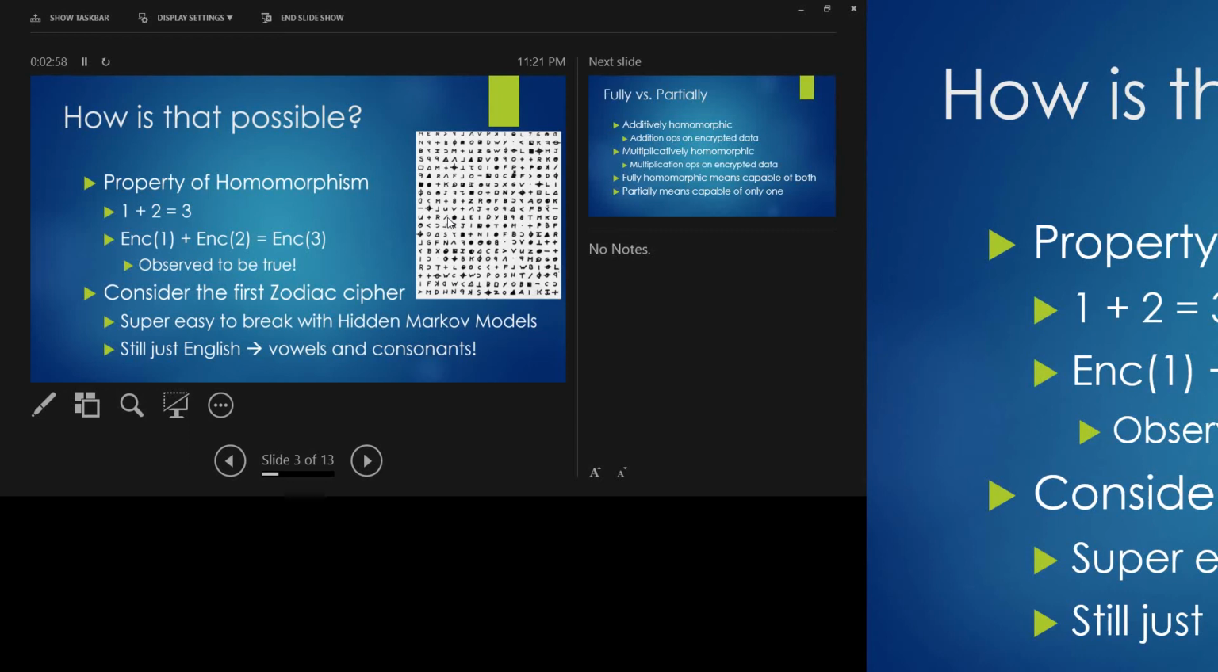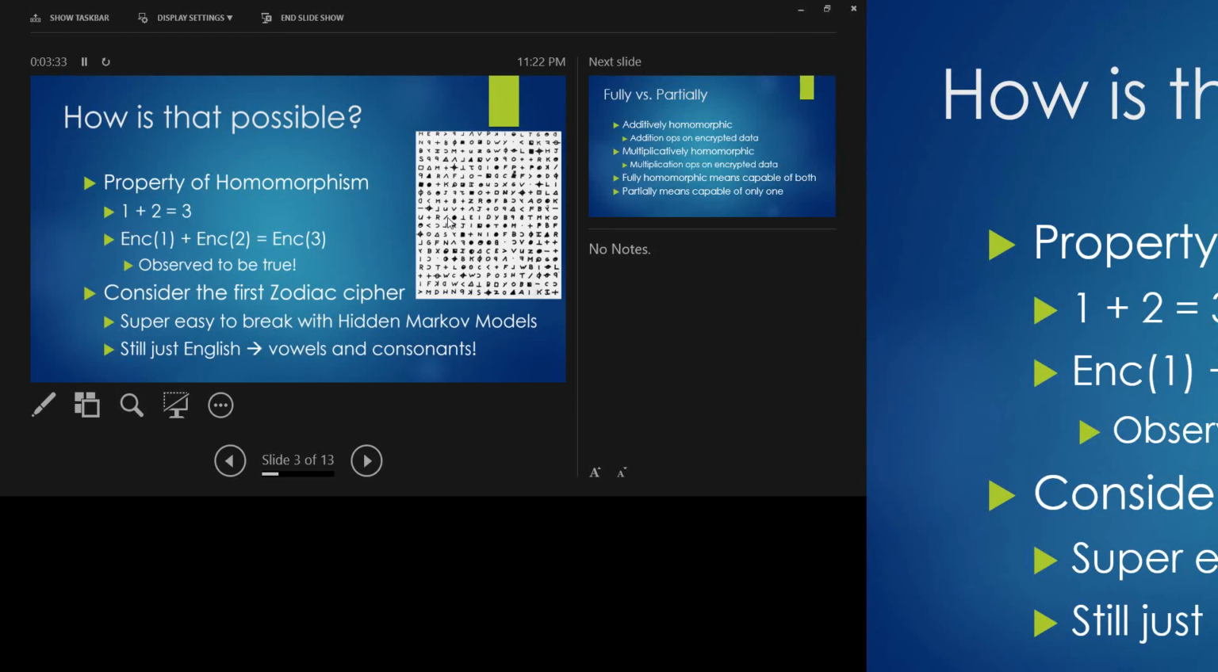And I like the example of the two different zodiac ciphers. The first of which was figured out very easily by just a history teacher and his wife way back, just within a few hours of learning the cipher and it being put out to the public. Whereas the second one took until just this year, 2021, to be broken by some top cryptographers.